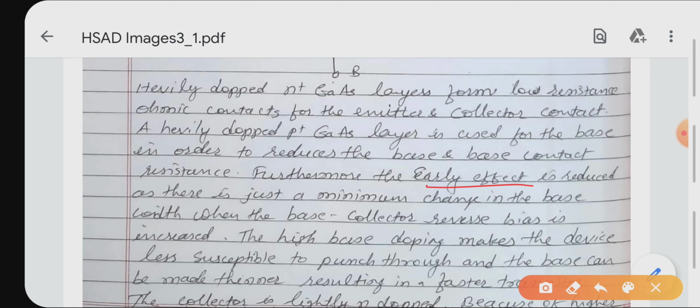It is named after its discoverer, the scientist James Early. It is the variation in the effective width of the base in a BJT due to variations in the applied base to collector voltage. Okay, so this is the effect which was discovered by James Early, which is nothing but variations in the effective width of the base in the BJT particularly, due to the variations in the applied base to collector voltage. So this Early effect is not found, or it can be minimized in case of HBT as compared to BJT due to its structure.